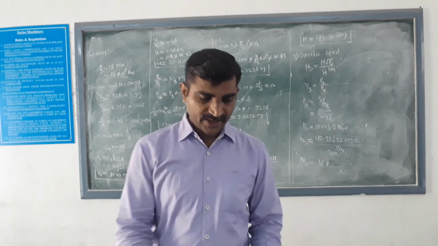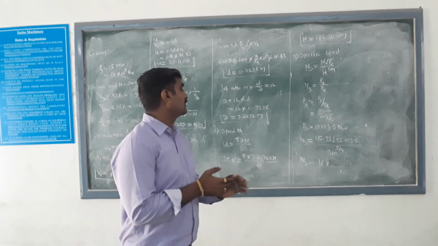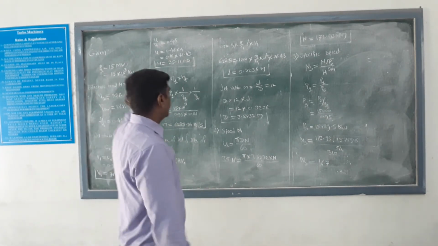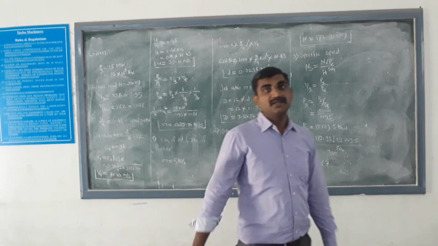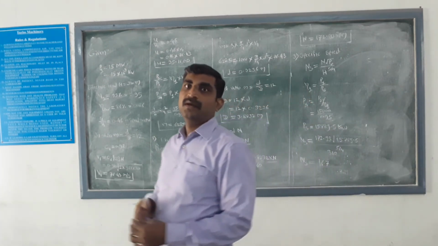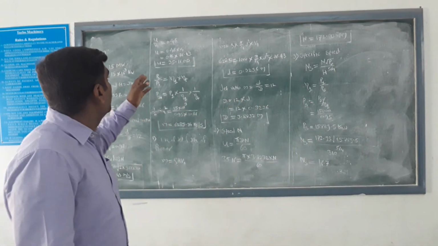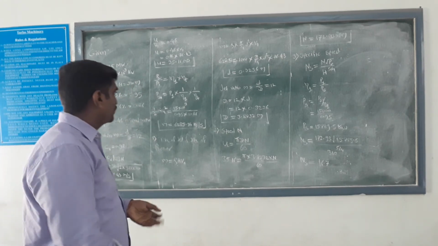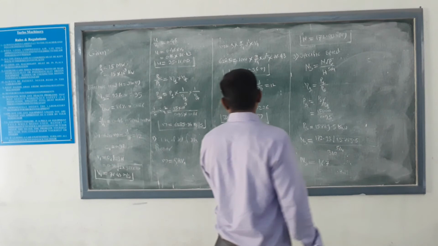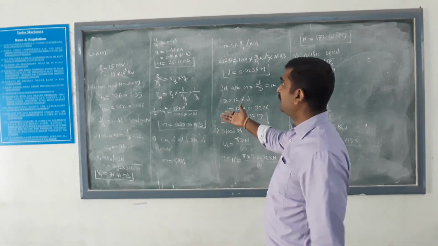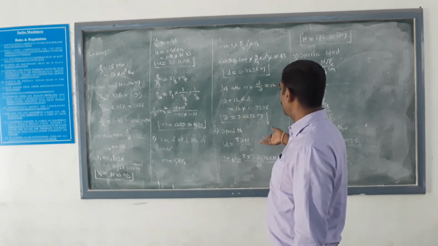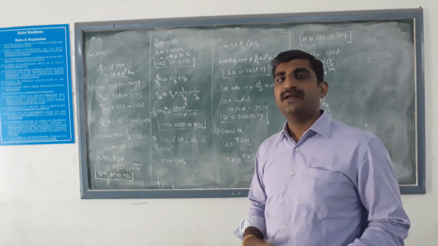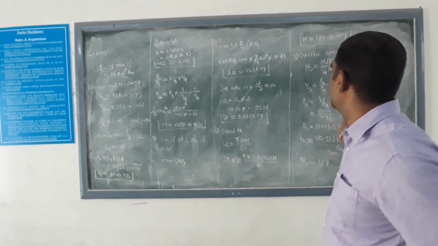See here, we have solved this problem very well with the given data. It is a very simple problem. Only find out the mass flow rate. From mass flow rate find out area, and from area find out diameter. After that we know all things.